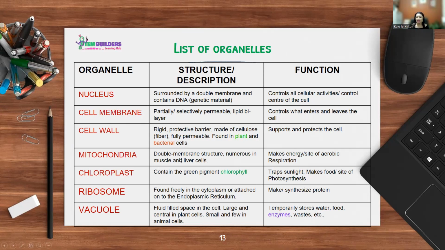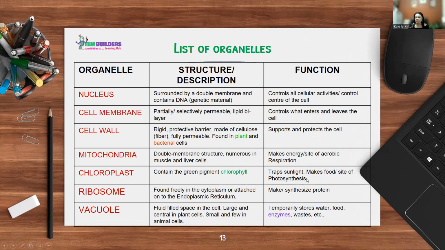Mitochondria, there are many of them in the muscle and liver cells. And in fact, their structure, which I may not get into for CSEC, the cristae, that membrane on the inside that increases surface area, all of those things allow it to make energy. And so it is a site of aerobic respiration. The chloroplast contains a green pigment, chlorophyll, and this traps the sunlight and makes food. It is the site of photosynthesis.